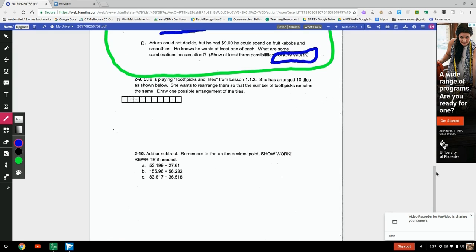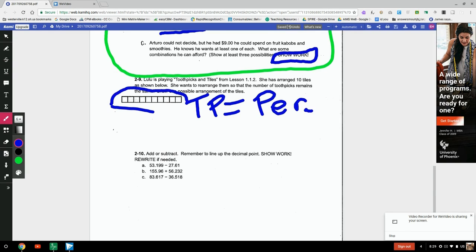2-9, we got another toothpick game. She arranged 10 tiles shown right here. She wants to rearrange them so the number of toothpicks remains the same. So toothpicks equals perimeter. I would just call it toothpicks is the perimeter, all right, not the area. So you have to rearrange so you have a similar thing like that. The first thing you want to do is count the perimeter on this shape. And once you have the perimeter, you're going to have to create another shape that has the exact same perimeter. There's more than one answer. I'm probably going to show you one on the answer key.